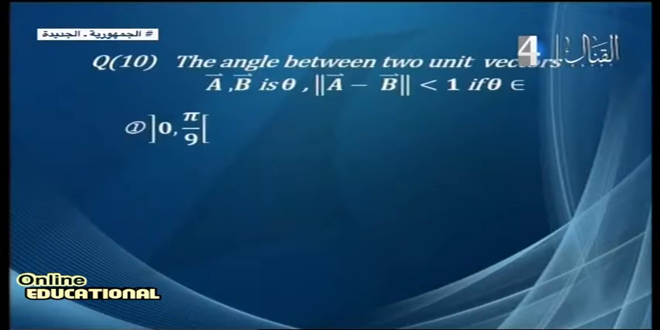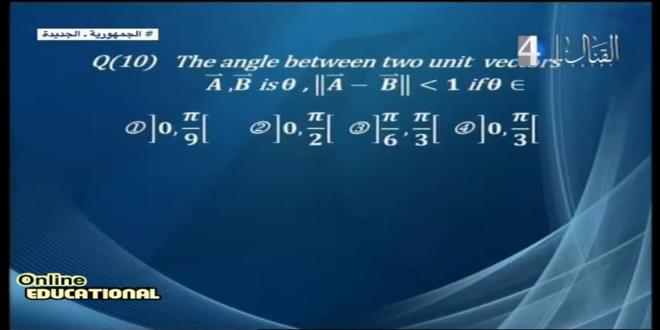Now we move to another example. The angle between two vectors A and B is theta. The norm of A minus B is smaller than 1. Theta belongs to, choose the correct answer: open interval 0, pi over 9; open interval 0, pi over 2; open interval pi over 6, pi over 3; fourth, open interval 0, pi over 3.